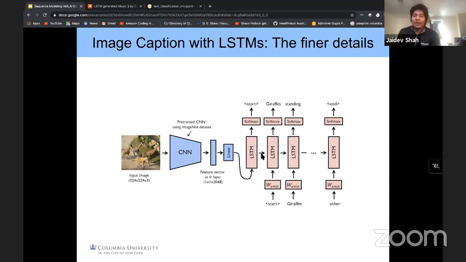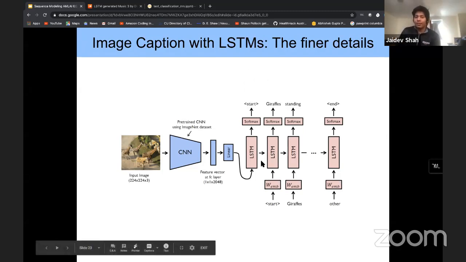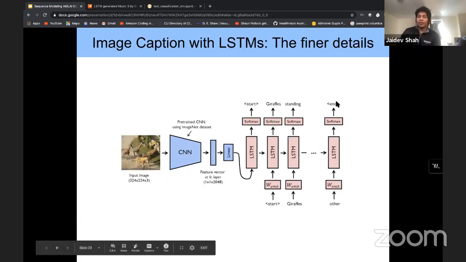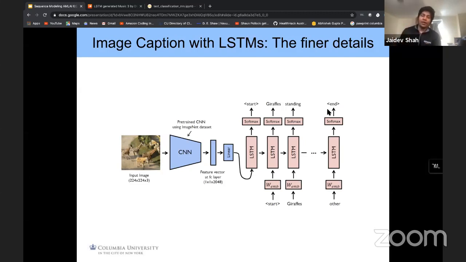But the point is, at every single time step, this update equation gives you the next hidden state, which is multiplied by WYH to get the output, and this is passed back in. So essentially, you kick this off with this input image, and then you pass in the output at every time step into the next time step. The giraffes goes in, standing goes in, and at the end, you'll predict the word end, and that will be the end of the caption.